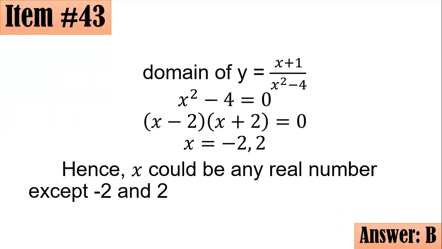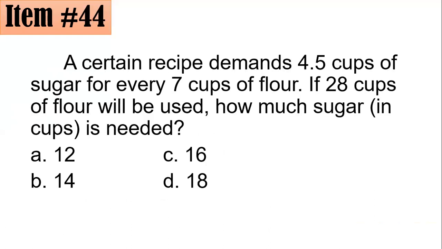44. A certain recipe demands 4.5 cups of sugar for every 7 cups of flour. If 28 cups of flour will be used, how much sugar in cups is needed? Is it 12, 14, 16, or 18? This is an example of a problem that involves direct proportion.